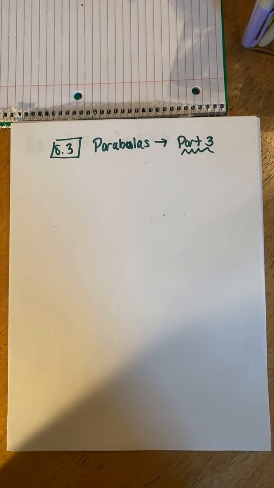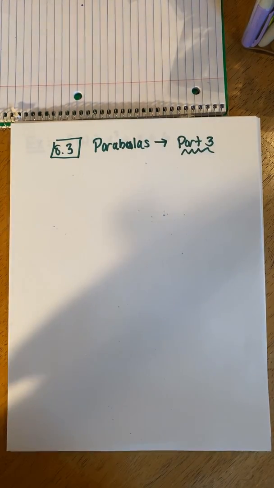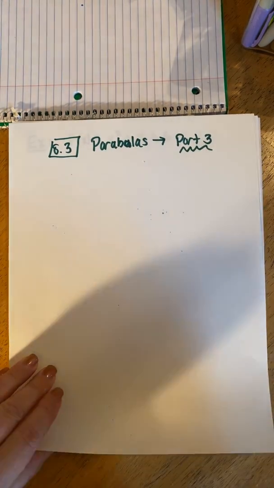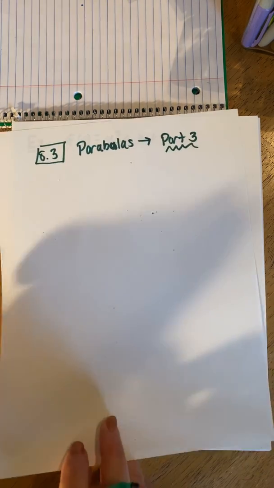All right, part 3, last part of our section on 8.3 parabolas. So 2 more examples. These 2 last examples have different characteristics than the others had. So let's see how these guys behave.